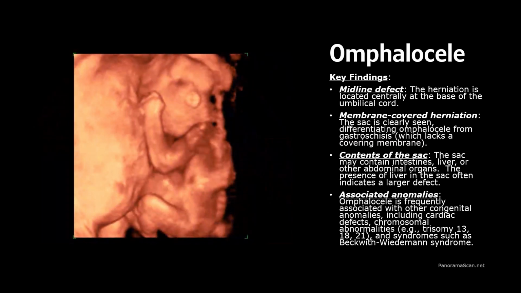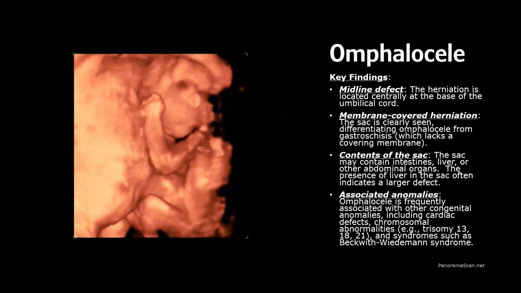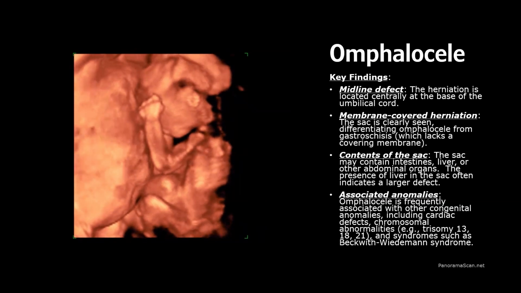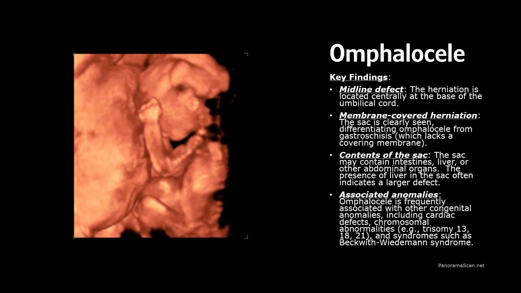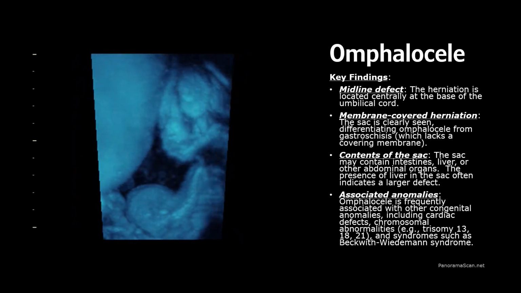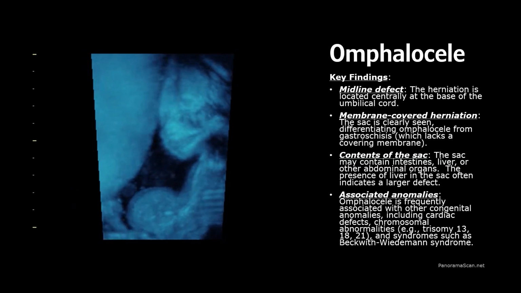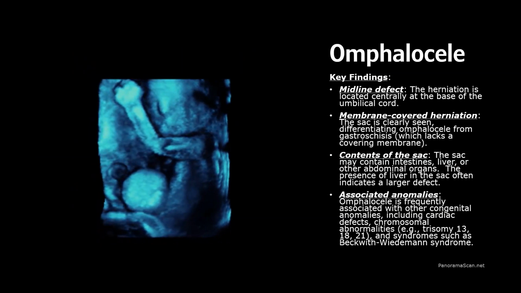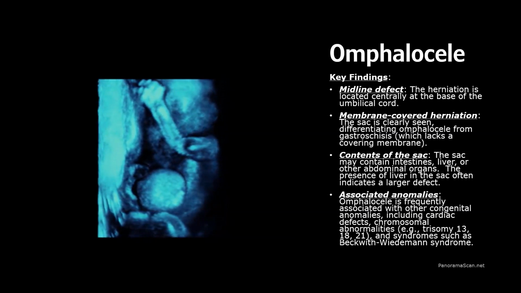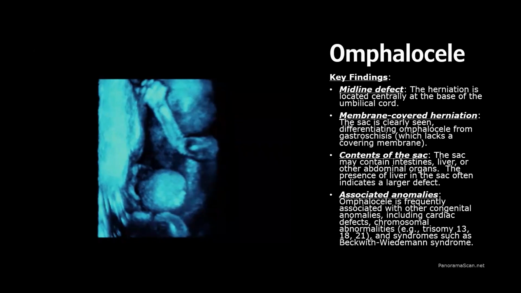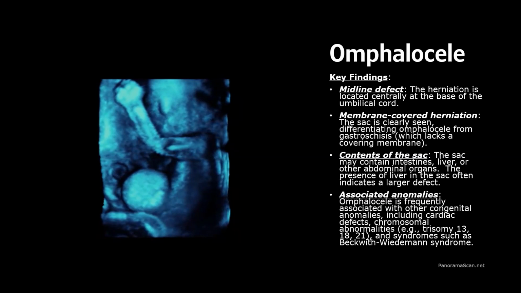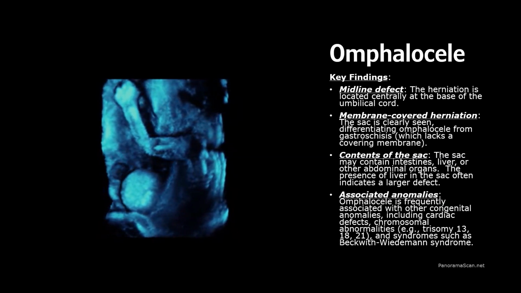Beyond the structural anomaly itself, omphalocele is frequently associated with additional congenital conditions. These include major cardiac defects, chromosomal abnormalities such as trisomy 13, 18, and 21, and syndromes like Beckwith-Wiedemann Syndrome. Therefore, a detailed evaluation using advanced ultrasound techniques, including 3D and 4D imaging, is crucial for assessing the extent of the defect and identifying associated anomalies.